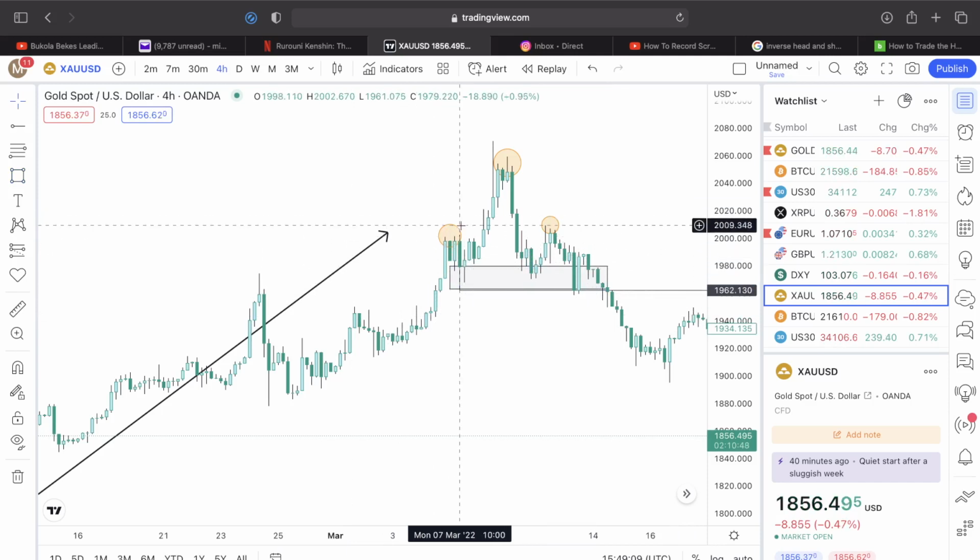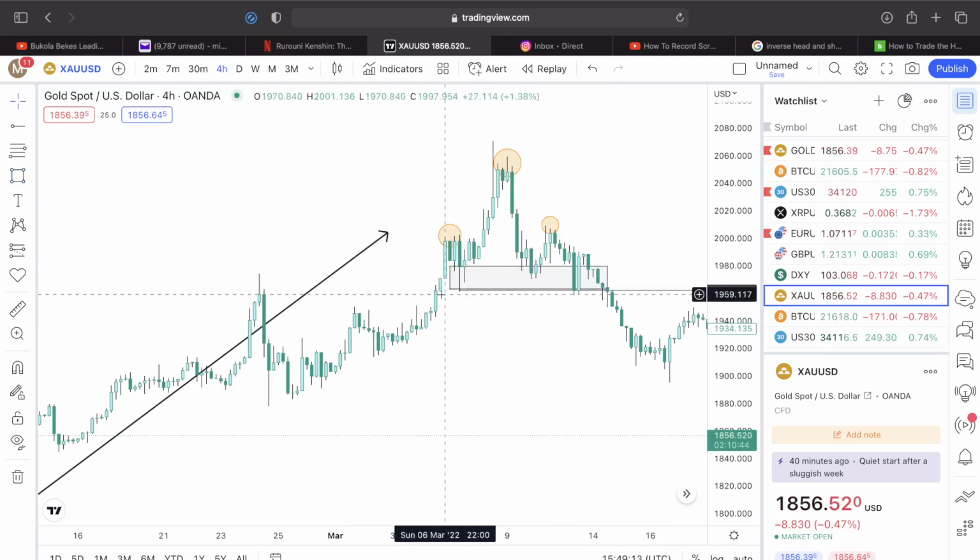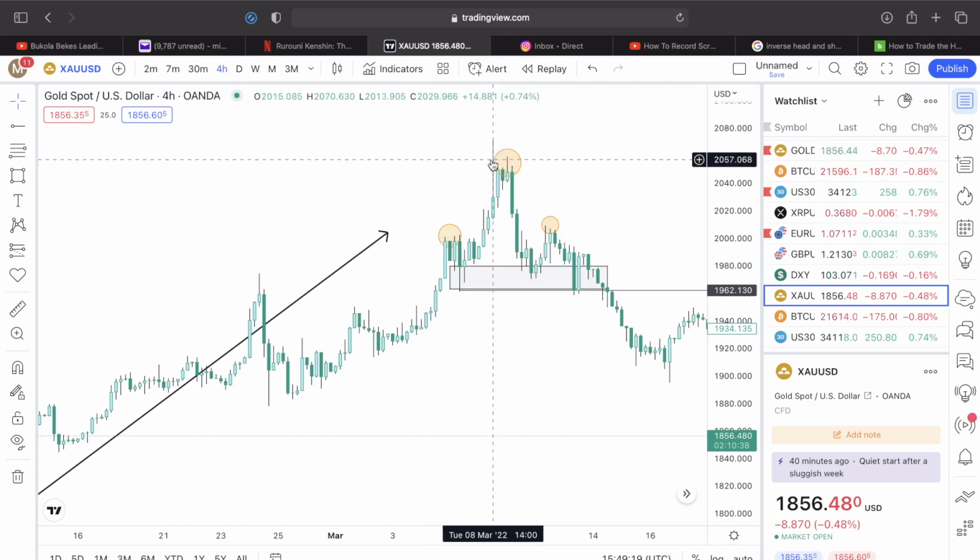Then it goes down, rejected, wasn't able to break the new low, which is also a new support area. Wasn't able to break the support area, started pushing up. Then it created a new high.